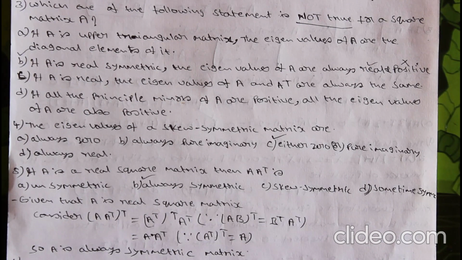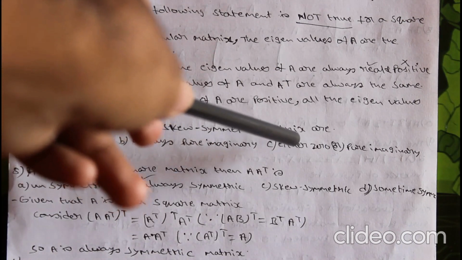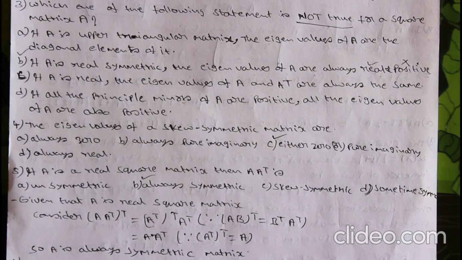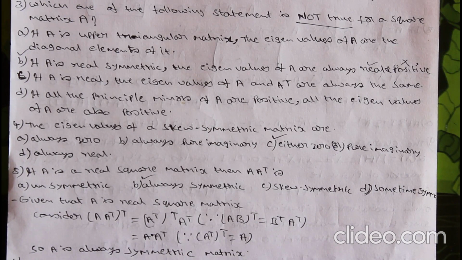Now look at question number 4. The eigenvalues of a skew symmetric matrix. Here, what about the eigenvalues of a skew symmetric matrix is asked. In case of a symmetric matrix, the eigenvalues are always real only. Don't put positive, those things. Leave everything. Only in case of a symmetric matrix, all the eigenvalues are real. In case of a skew symmetric matrix, all the eigenvalues are either 0 or purely imaginary. Either 0 or purely imaginary.